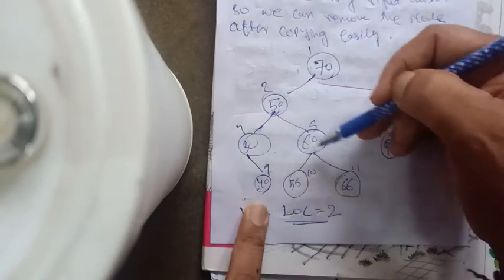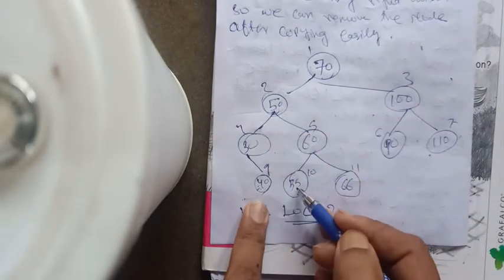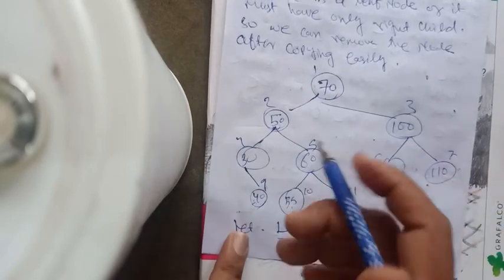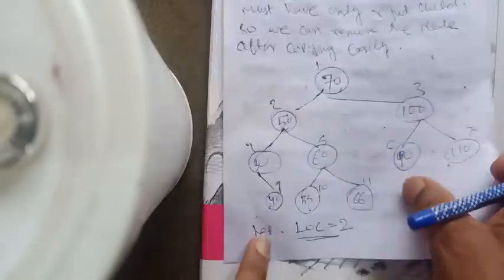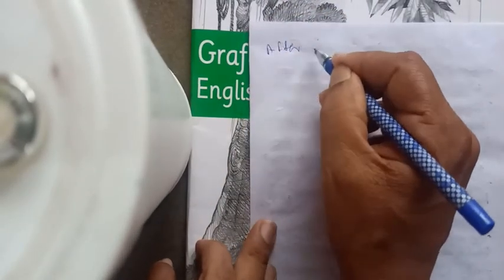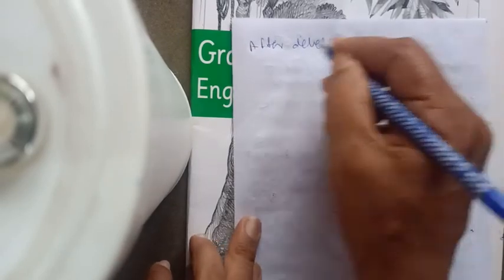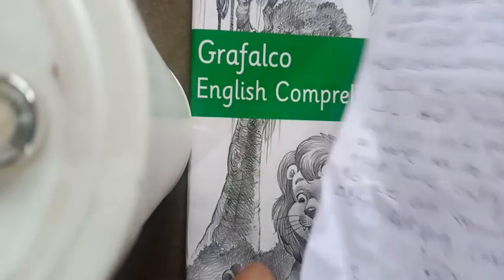or I can select the smallest value from the right subtree. The smallest value from the right subtree is 55, and I can copy 55 and destroy the node. Okay, so what should be the output? If I choose 40 to copy, then after deletion of 50, see how the tree should look.